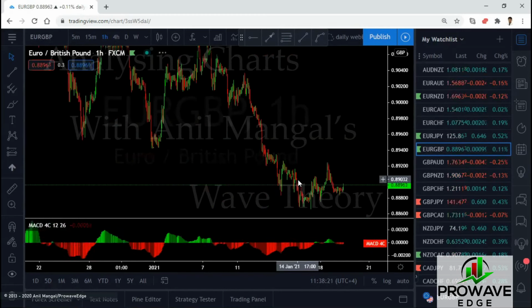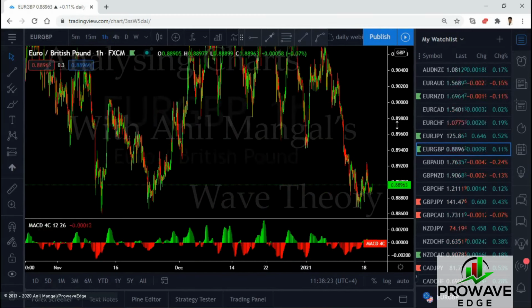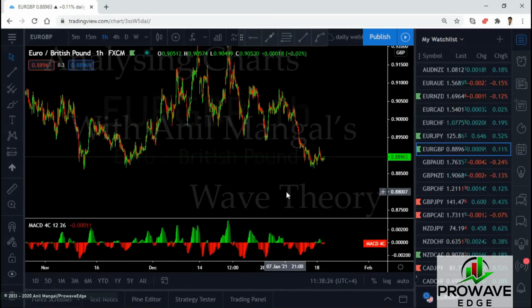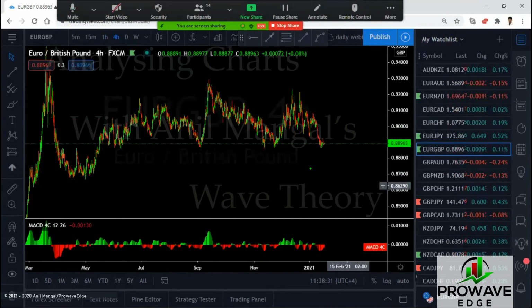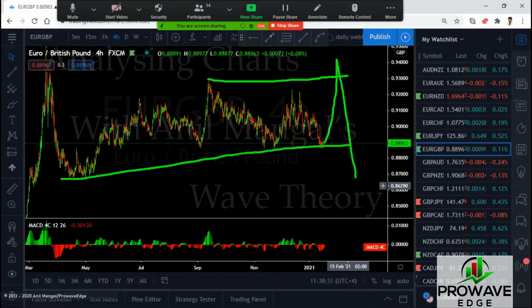Euro pound, we want this to go up, but there is no upside as yet. So probably ignore the sell. At least for now, ignore the sell, because the big picture, we want this thing to go back up once more here. Retest that top and then come down. This is a big correction, but I think it's incomplete.